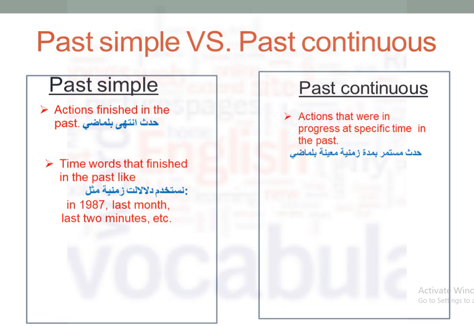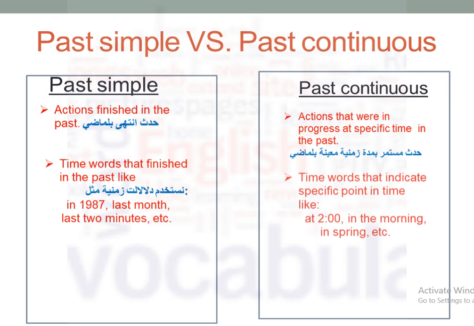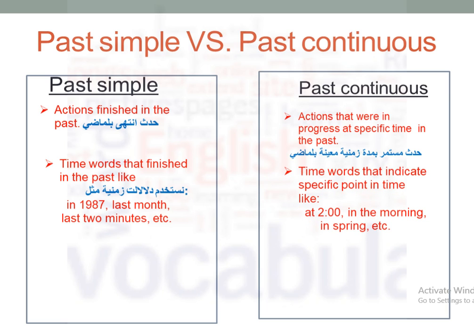Okay. Number two, the time words that we are using with past simple are totally finished, like for example in 1987, or last month, or last year, or last week, and etc. While the time words that we're using with past continuous should show a specific time in the past. For example, at 2 o'clock, or in the morning, or this afternoon, or in spring, and etc.